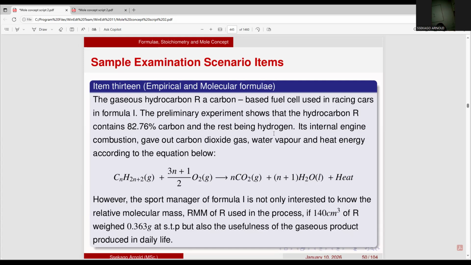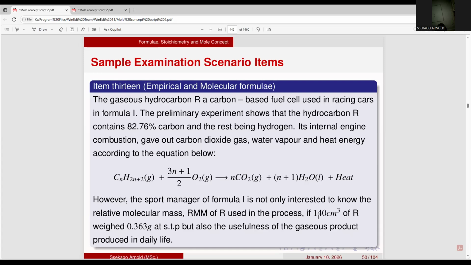Its internal engine combustion gave out carbon dioxide, water vapor, and heat energy according to this equation. However, the manager of Formula 1 is not only interested to know the relative molecular mass, RMM, of R used in the process, if 140 centimeters cubed of R weighed 0.363 grams at STP, but also the usefulness of the gaseous product produced. Now we have this information. When you see this additional information, in most cases it must help us find molecular mass.